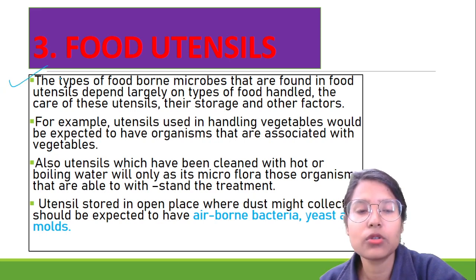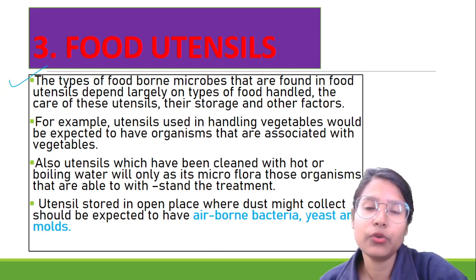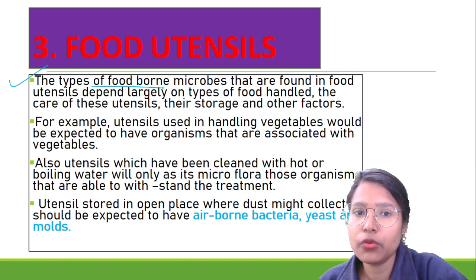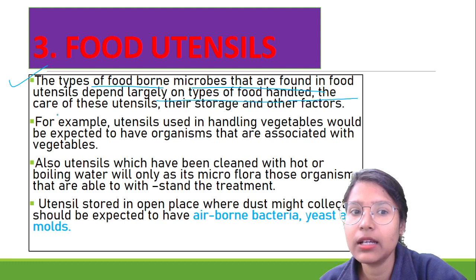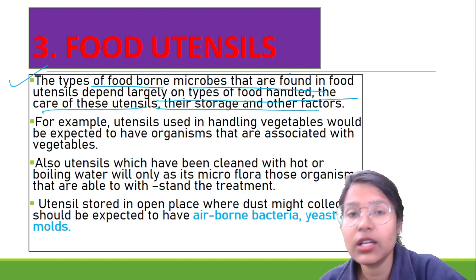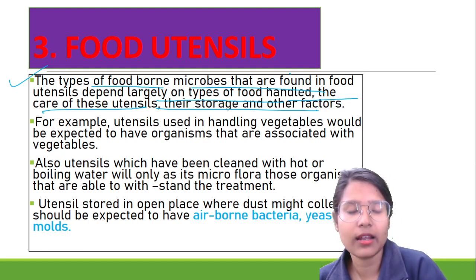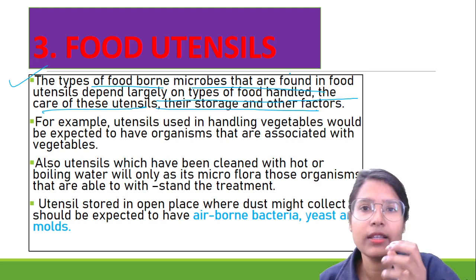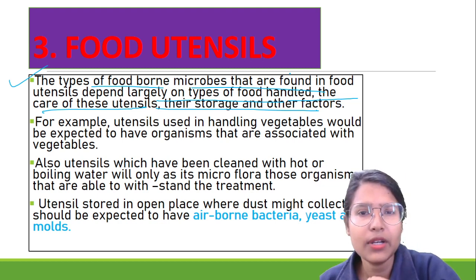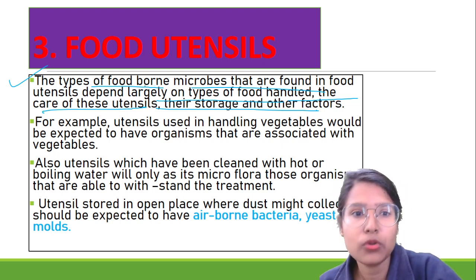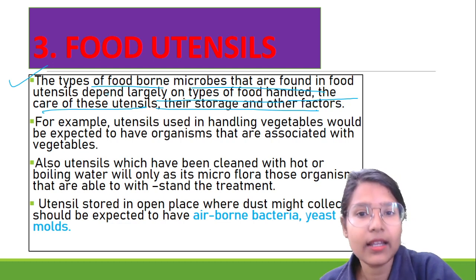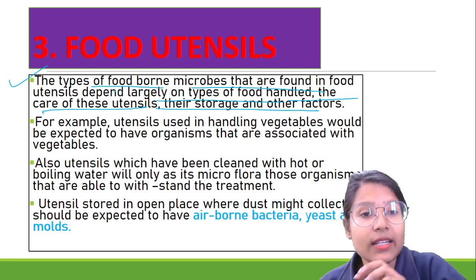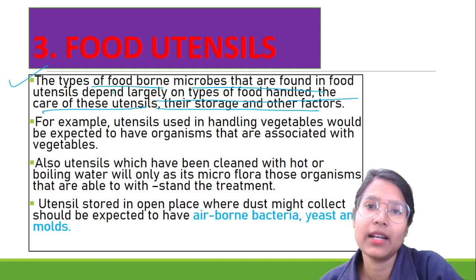Some of your products are also contaminated by food utensils. The types of foodborne microbes that are found in food utensils depend largely on the types of food handled and the care of these utensils and their storage. As you see, some utensils are there and there is a chance of contamination, right. Microbes can move freely in the air or anywhere else, so they can contaminate utensils easily. So the type of foodborne microbes found in food utensils depends on the care and storage of those particular utensils.